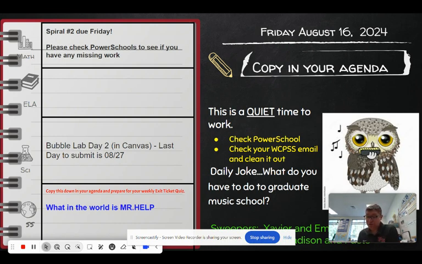So social studies, we are almost finished with our first unit, Thinking Like a Historian. We started talking about the 5 themes of geography today. And you can see over here, "What in the world is Mr. Help?" That's a way of remembering movement, region, human-environment interaction, location, and place, the 5 themes of geography.